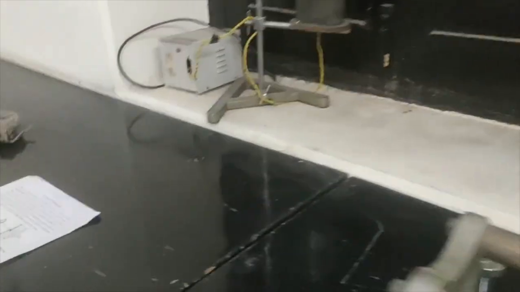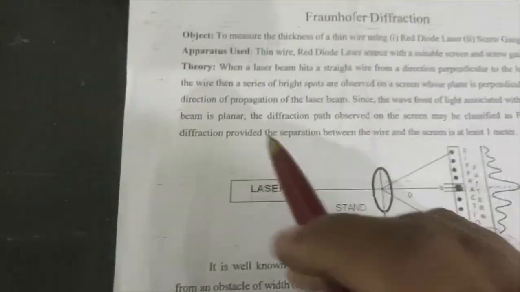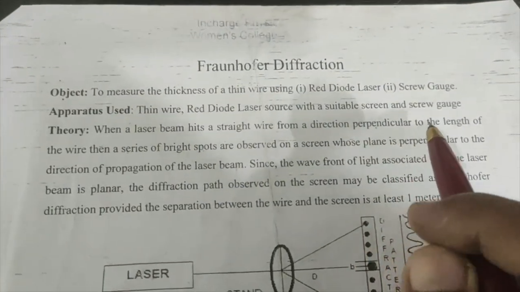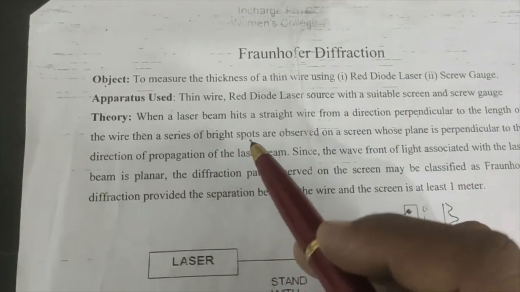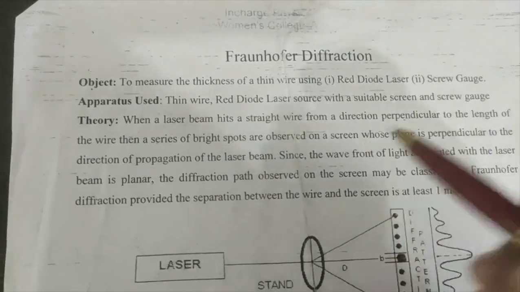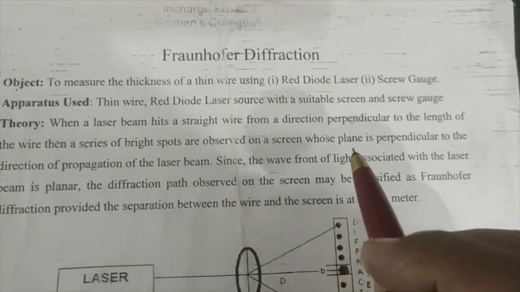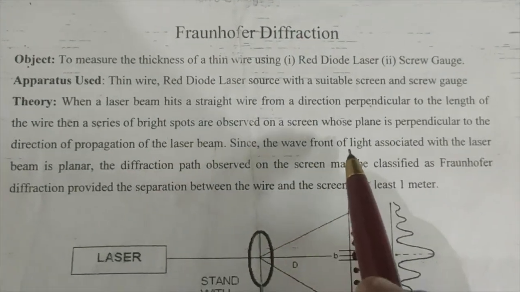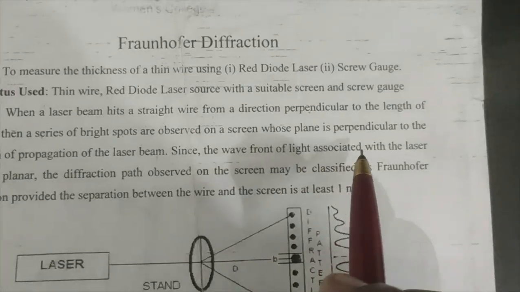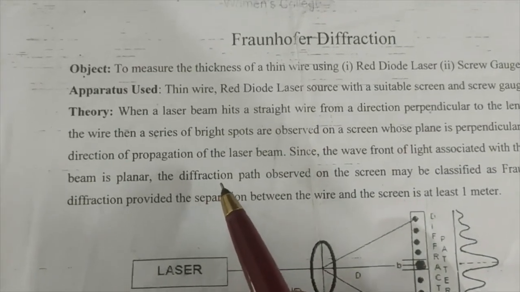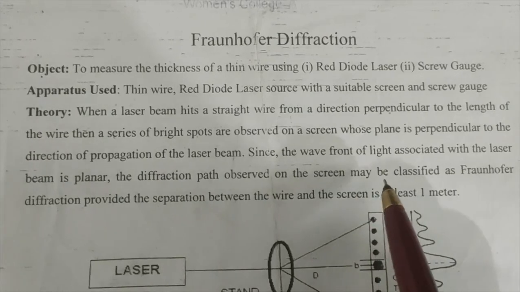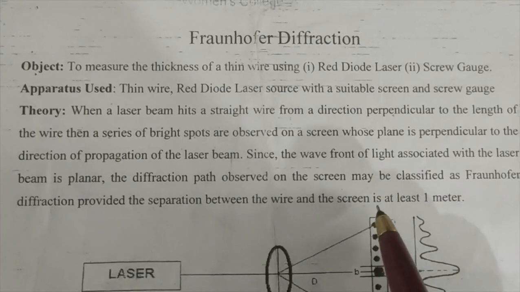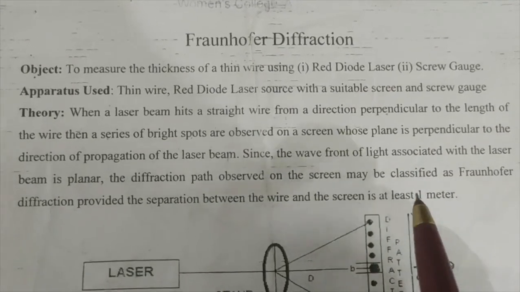Basically, let me explain a little bit. When a laser beam hits a straight wire perpendicular to the length of the wire, a series of bright spots are observed on the screen, whose plane is perpendicular to the direction of propagation of the laser beam. Since the wave front of the light associated with the laser beam is planar, the diffraction pattern observed on the screen may be classified as Fraunhofer diffraction, provided the separation between the wire and the screen is large enough.